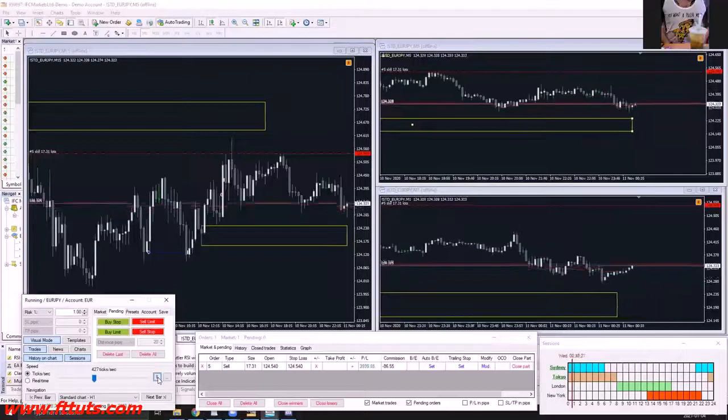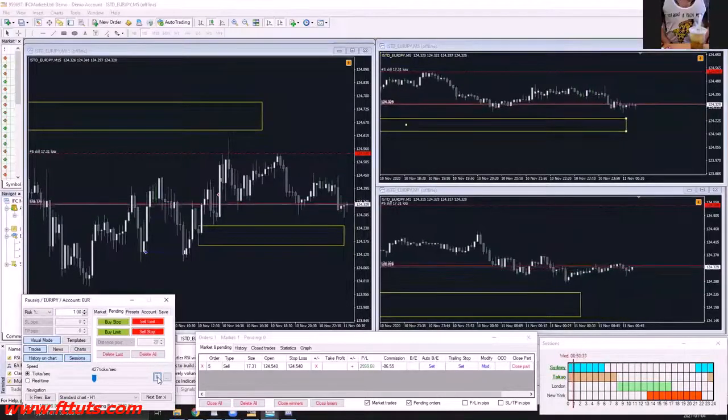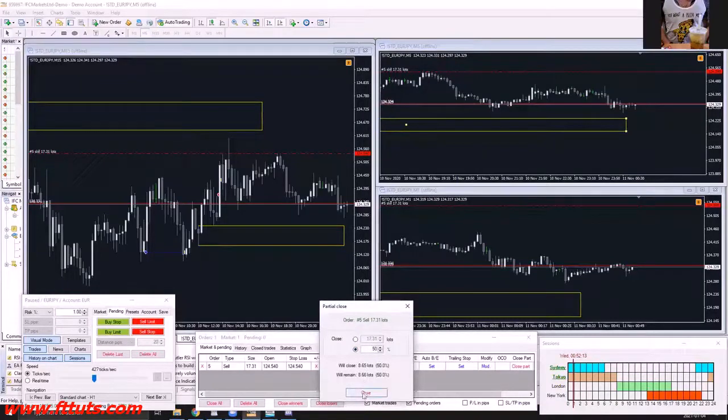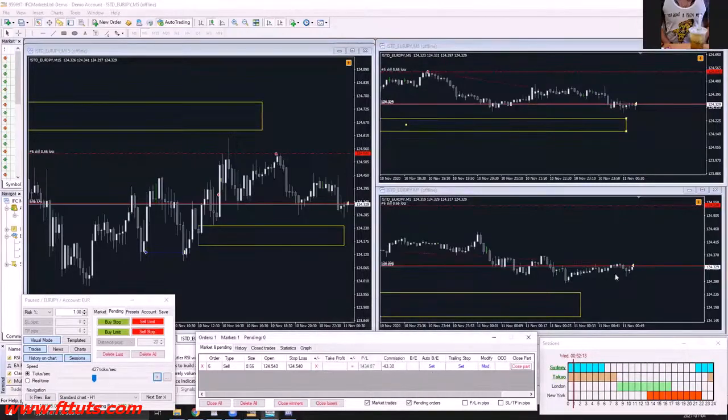So I like to see what price does around this area. I'm going to partial this. I'm going to close 50%. Yeah, that's a good plan.